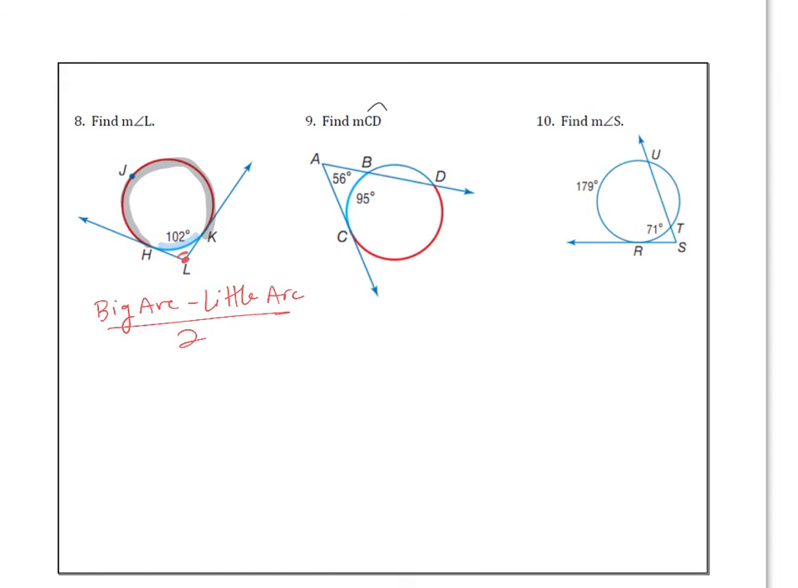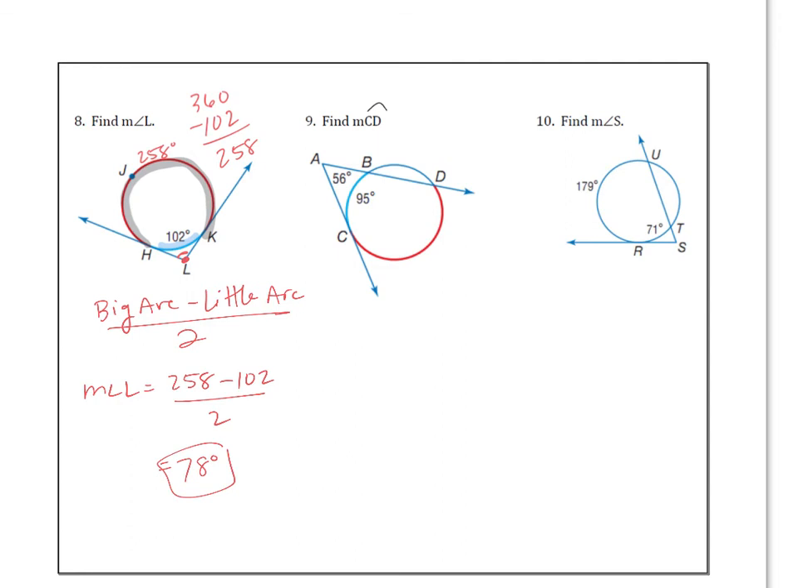We need the big arc though. So remember how a whole circle is 360? 360 minus 102 is 258. So this big arc here around the red part, or HJK, is 258. So to get the measure of angle L, you're going to take 258 minus 102 and divide by 2. And I got 78 degrees.